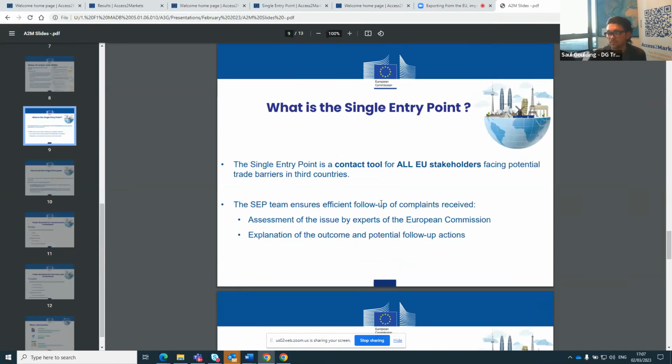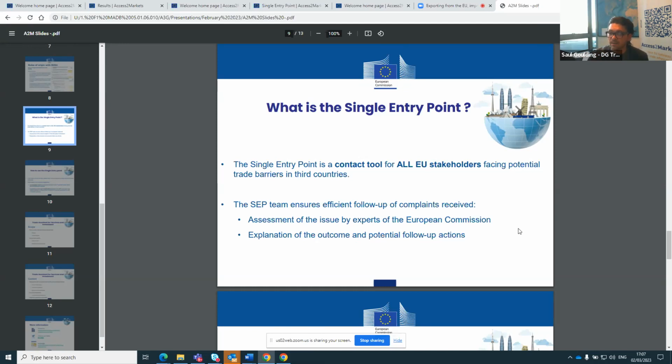As I say, the facility for inputting a complaint is called the single entry point. And as I mentioned, both Access2Markets and the single entry point were launched in 2020, and they are under the remit of our Chief Trade Enforcement Officer, Denis Radonnet.